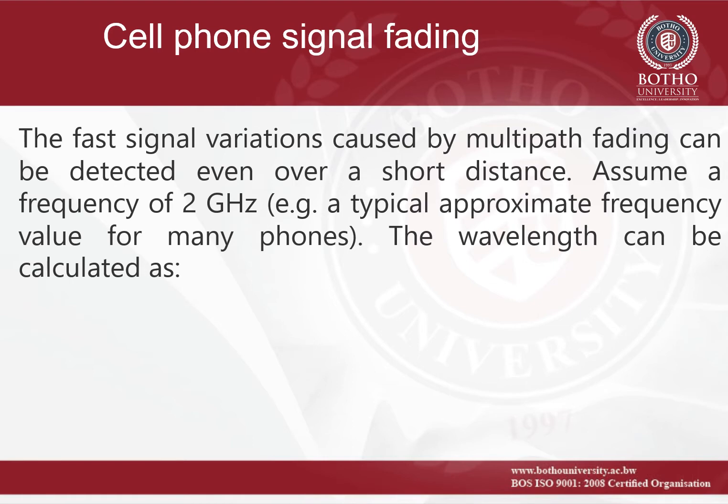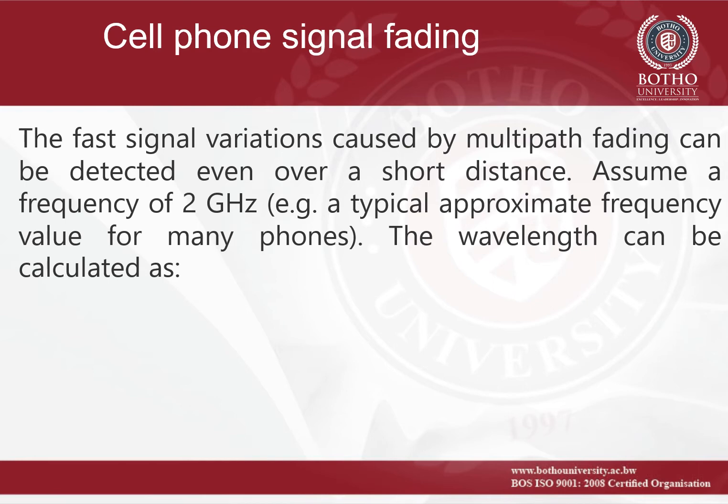Now, let us try to appreciate the relationship between wavelength and the wave speed. If you see the presentation slide, we'll be able to understand the calculation of wavelength over a short distance. Now see the problem statement that is presented there. It says the fast signal variations caused by multipath fading can be detected even over a short distance. Assume a frequency of 2 GHz, a typical approximate frequency value for many phones.